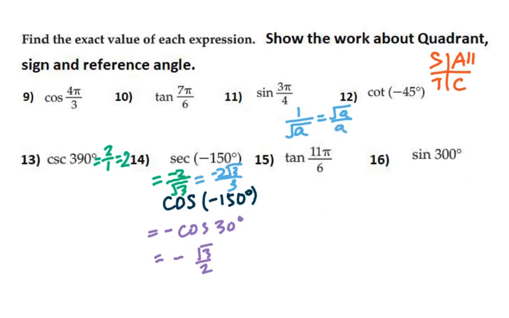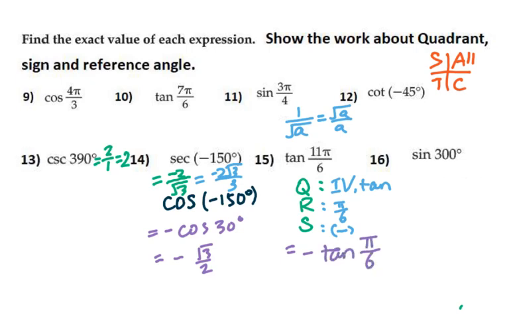Since 11 pi over 6 less than 2 pi, so we go to QRS directly. Quadrant is a fourth quadrant. Reference angle pi over 6. For tangent, that's a negative. Therefore, I can write down equals negative tangent pi over 6. Pi over 6, that's a 30 degree. Therefore, that's a negative square root of 3 over 3.